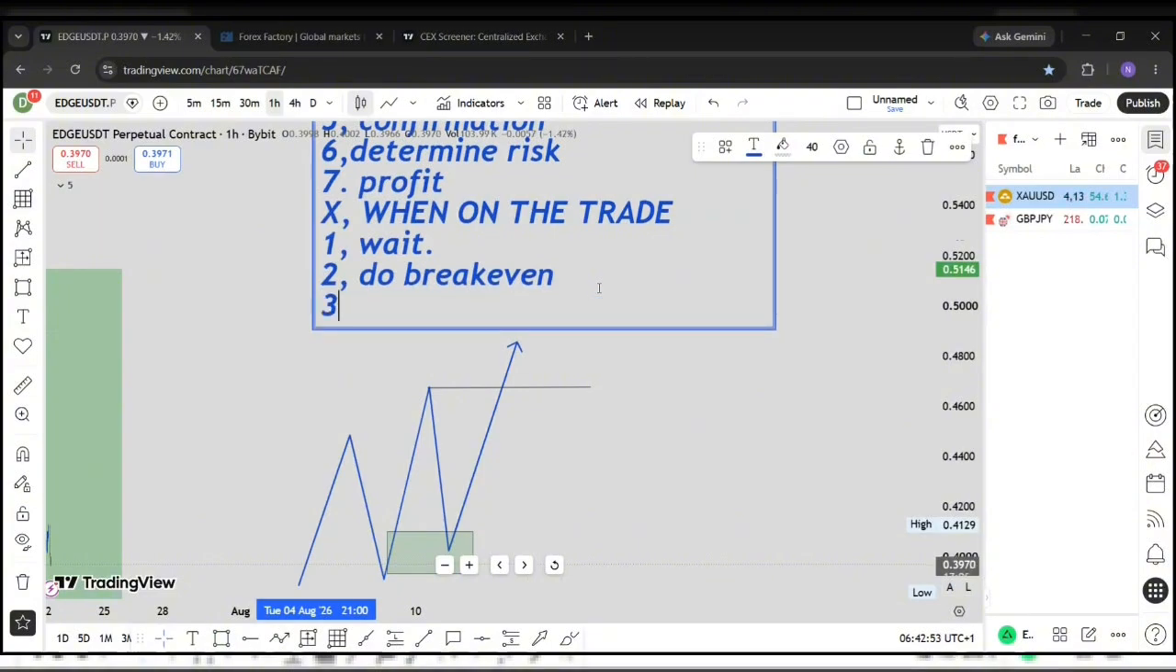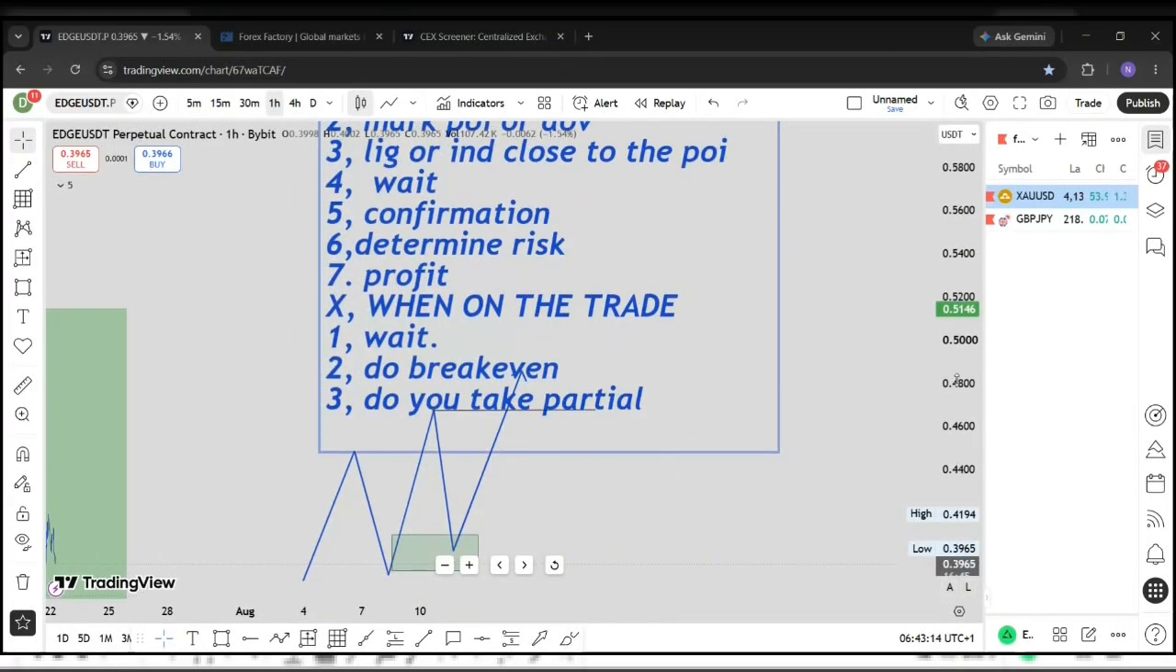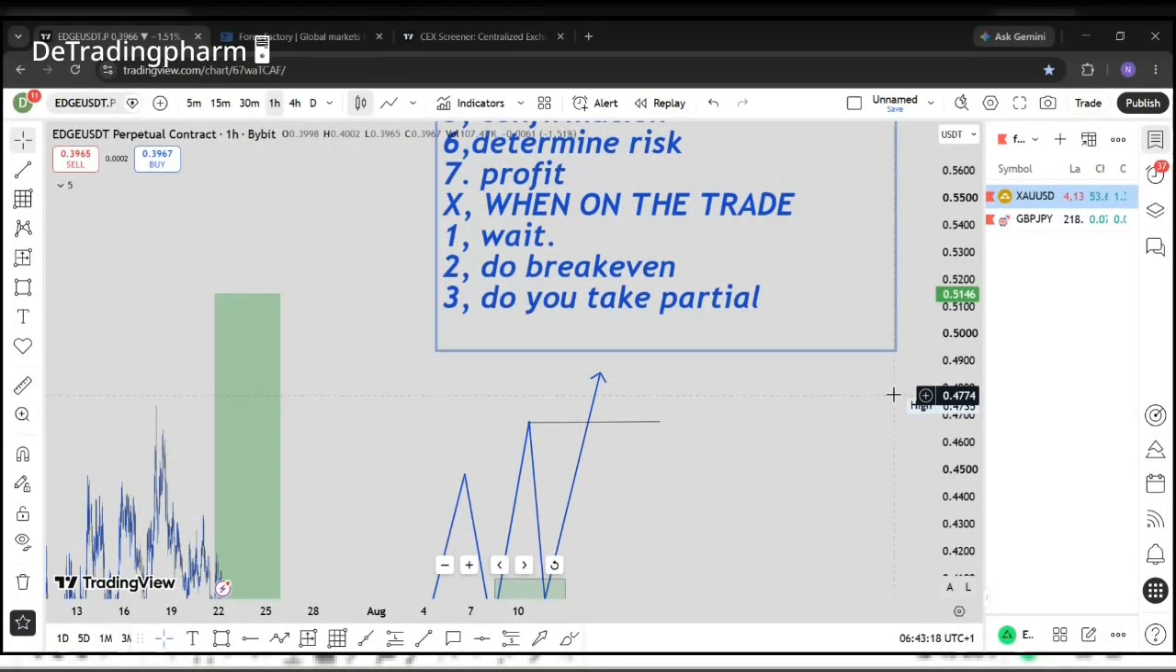The third one is, do you take partials? Do you take partials from your trade? What will happen before you take a partial from your trade? There are so many things for me. Number one is that if there is news coming up while I'm in a position, what do I do?